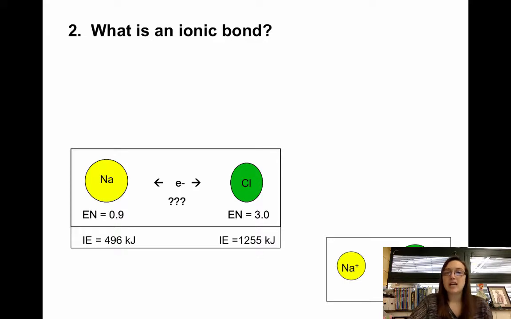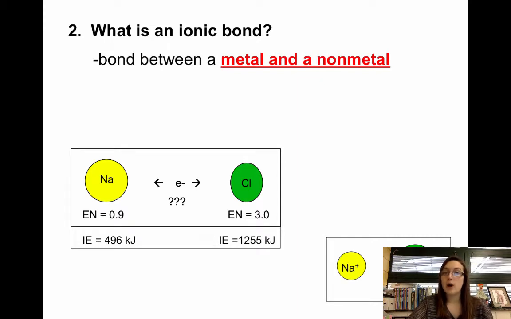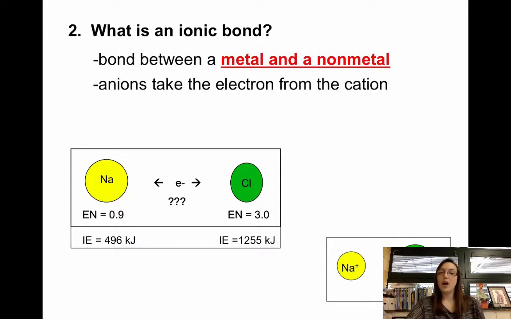So next, I want to look at ionic bonds, because ionic compounds are composed of ionic bonds. So an ionic bond is a bond between a metal and a nonmetal. So if I ask you what type of compound it is, you want to look for a metal. If there's a metal with a nonmetal, it's an ionic bond. And what happens in an ionic bond is anions take electrons from the cations.